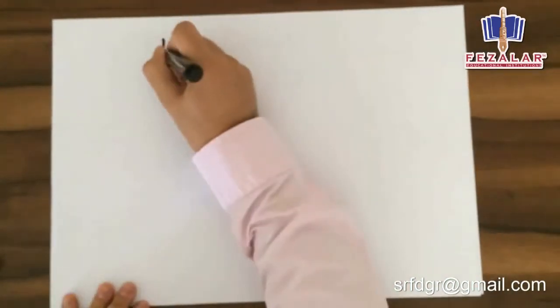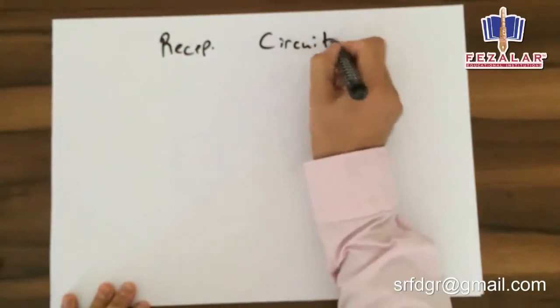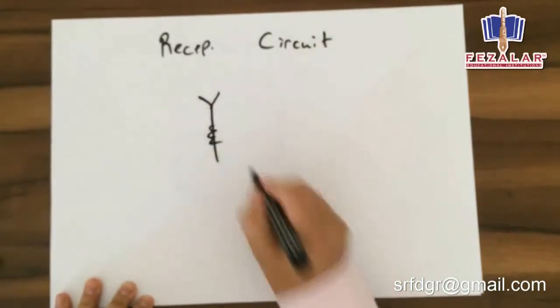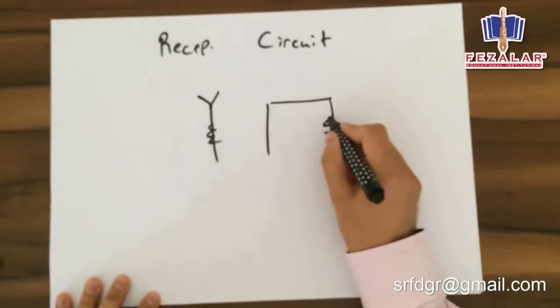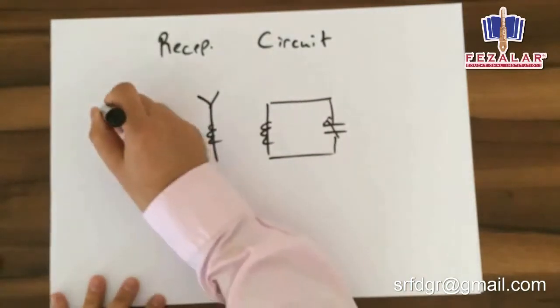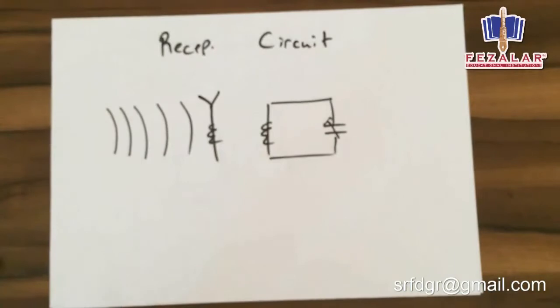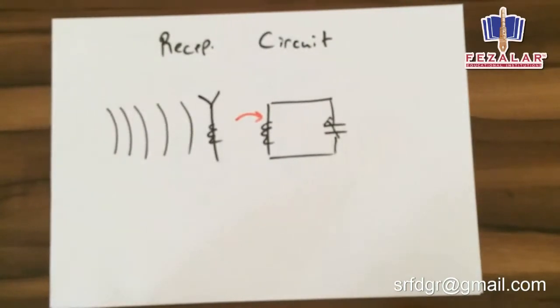Reception circuit. What's the reception circuit? We have an antenna, there is a coil, and we have an oscillator circuit with a variable capacitor. Here we have a coil. When electromagnetic waves reach our antenna, induced currents are produced and electric signals are linked in the oscillator circuit. So what will happen?